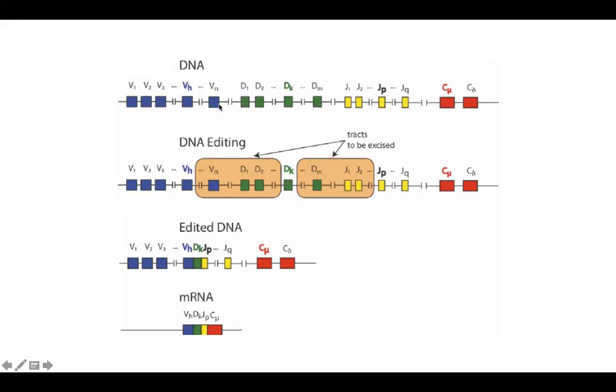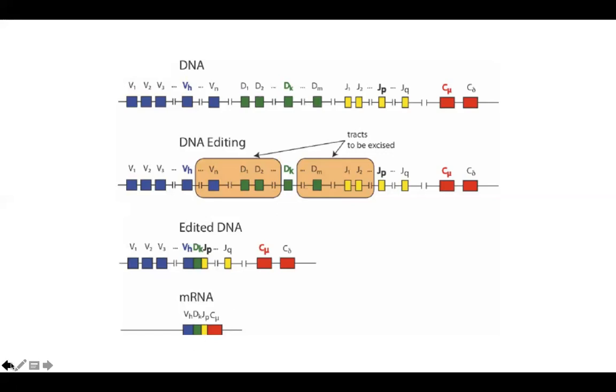So how many combinations are possible? This is N, this is M, so N into M into Q. If this is 100, this is 50, this is 20, then it can recombine in that many ways: 100 into 50 into 20, like that. So you have taken one of these VH, one of these DK, one of these JP, and you have made a random assortment of genes. And that is how you get your final B cell receptor or final T cell receptor. The same happens in the T cell receptor as well.